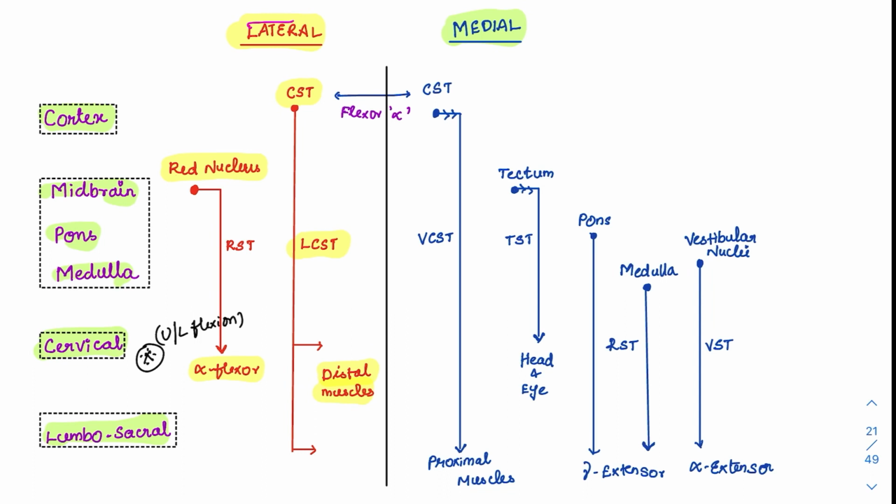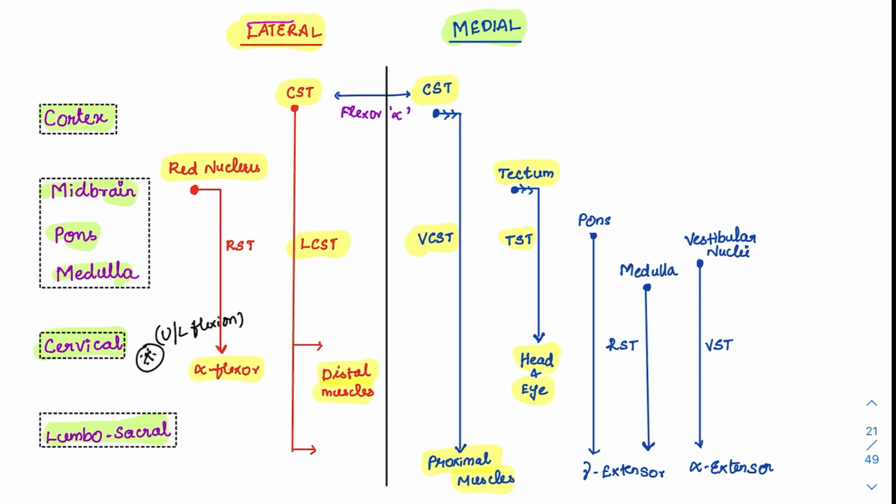The medial tracts start with the corticospinal tract, which is the ventral corticospinal tract. The ventral corticospinal tract will innervate the proximal group of muscles. They are involved in maintaining the posture. Then comes the tectum. There is a region in the brain called the tectum. This tectospinal tract goes up to the cervical level only, and they are involved in head and eye coordination movements.